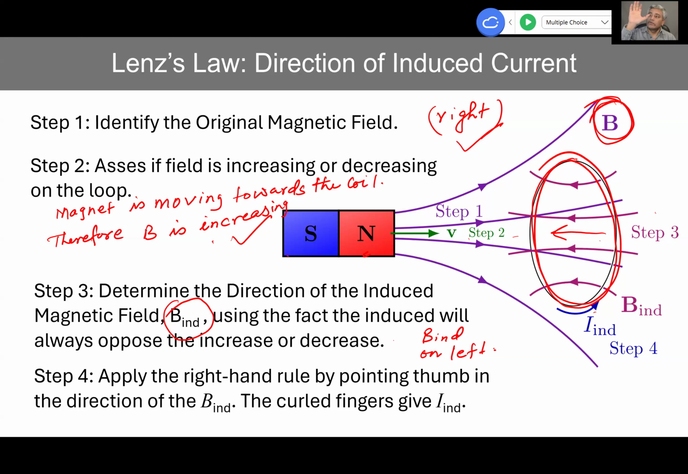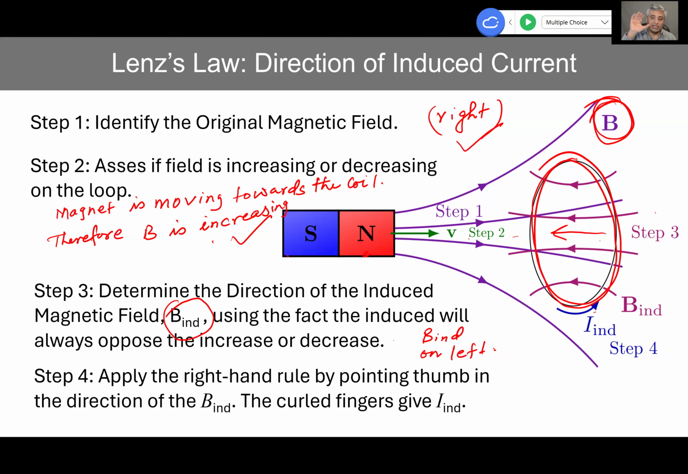Now if we use the right hand rule for the current and the field, we can say, let's start by pointing the thumb in the direction of the field we want, because that's what we know. From step 3, we know which direction the field has to be. We know it has to be on the left. So I start by pointing my thumb in that direction. And now I'm trying to find the current, right?